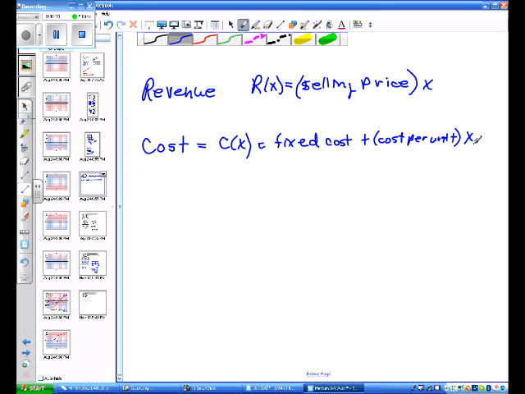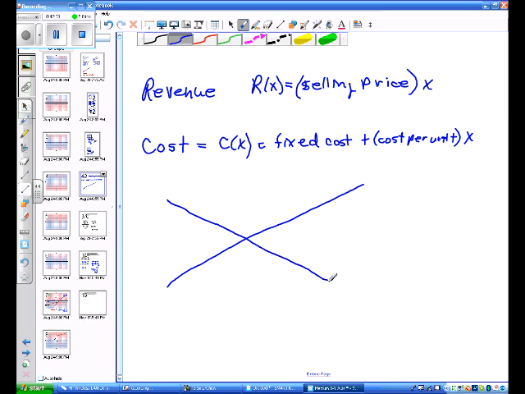Because a lot of times when you first start a business, it costs you more because you have all of the cost of buying things, and it's going to be a while before you start making money. So they want to know, when are you going to break even? They'll look at your revenue, which usually, the more units you produce or sell, the more money you're going to make. And then they'll look at your cost. Well, you have your fixed cost and then your cost per unit.